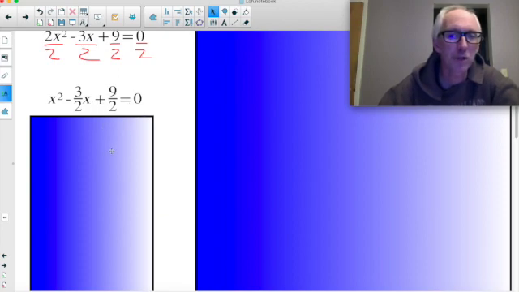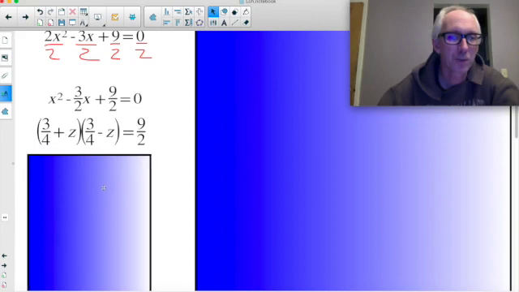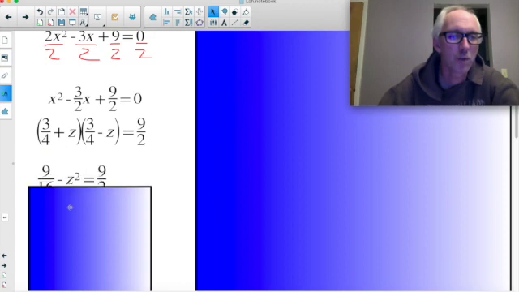Now we're going to use Loh's technique. So we're going to start with the axis of symmetry, which is 3 over 4 plus z, and 3 over 4 minus z. We're going to multiply them together to get c, which is 9 over 2. Applying the rule of difference of 2 squares, so we're going to do 3 over 4 squared, which would be 9 over 16, minus z squared equals 9 over 2.